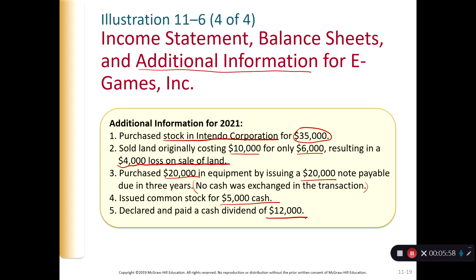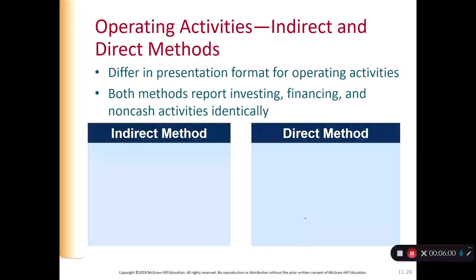So what are we gonna do? Let's see. For the operating activity, we wanted to introduce 2 methods. One is the indirect method, one is the direct method. They are very different in preparing the operating activity section of the cash flow statement. Why is that? First of all, both methods report investing, financing, and non-cash activity.